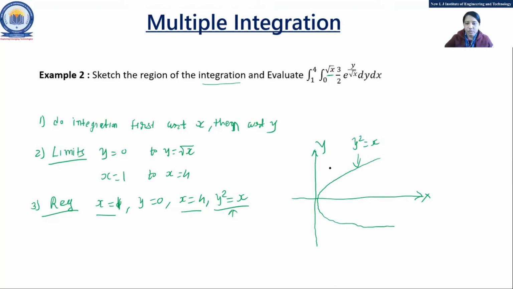So x equal to 1 means a line parallel to the y-axis. For example, here, that will be the line x equal to 1. Now x equal to 4, so somewhere around here there will be another line, x equal to 4, right? Using these, this is our region.